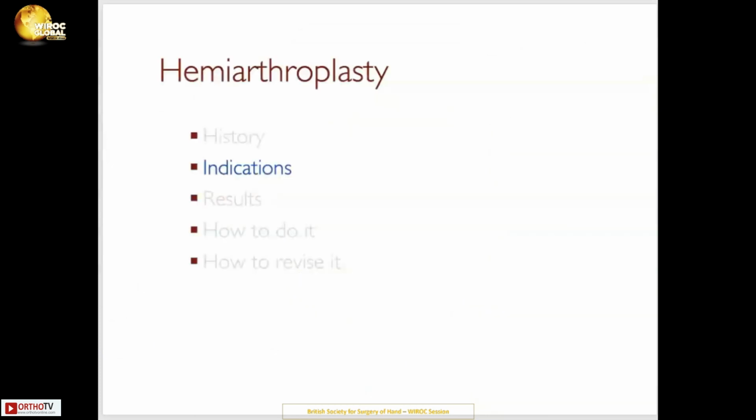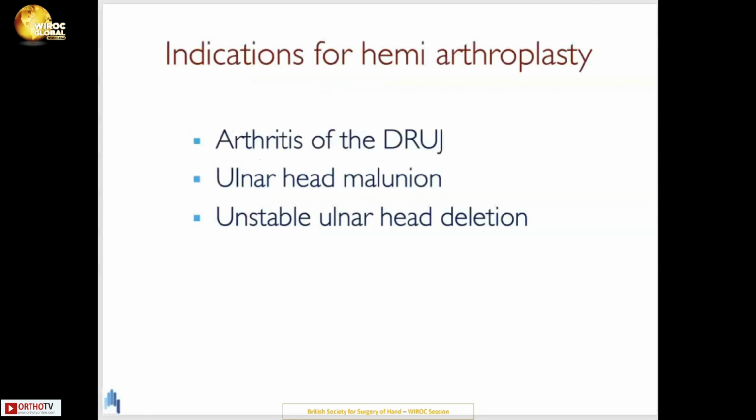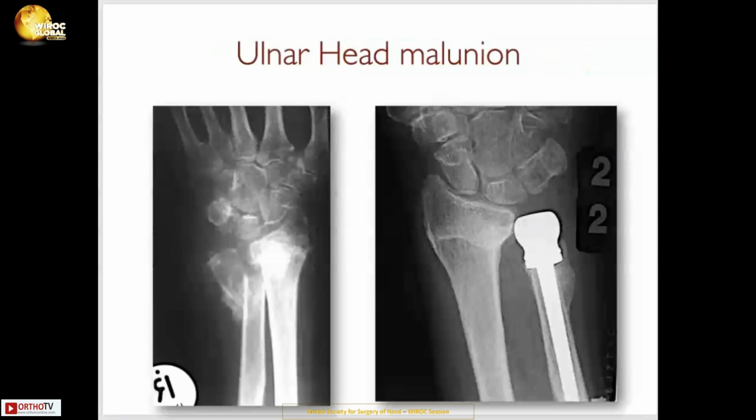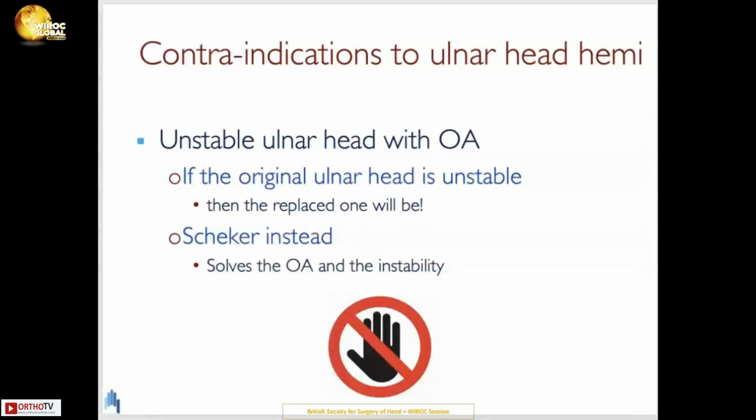But do they work? Well, let's look at the indications for this. If you've got arthritis of the DRUJ that's stable, the hemiarthroplasty works. You don't have to replace both sides of the joint. An ulnar head malunion, an unstable Darrach or similar deletion. So this arthritis I showed you before from a Feldon's wafer. This was arthritis secondary to an ulnar head malunion. It'd be really difficult to do an osteotomy, and yet really very simple to do a hemiarthroplasty.